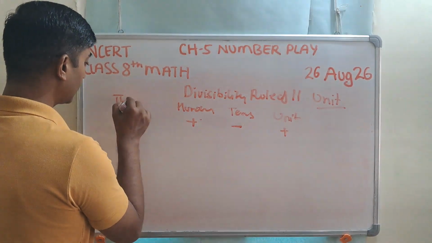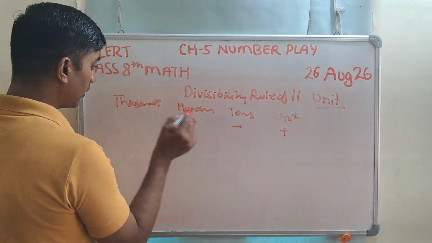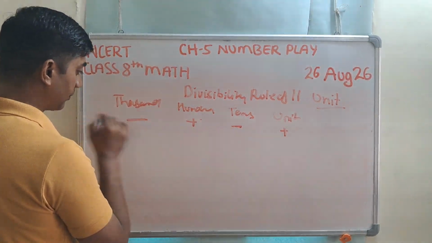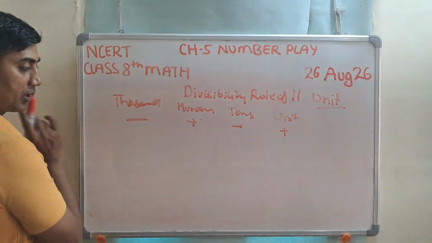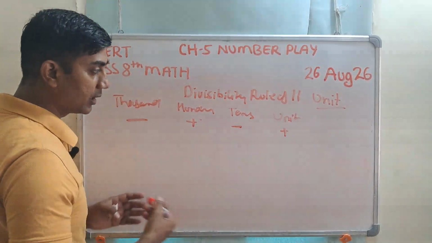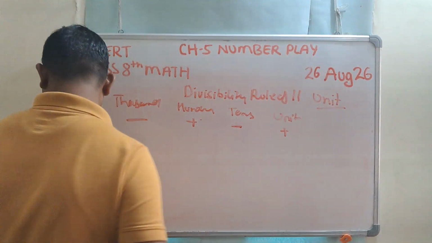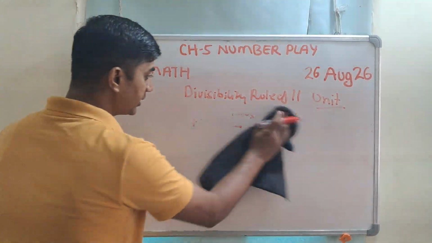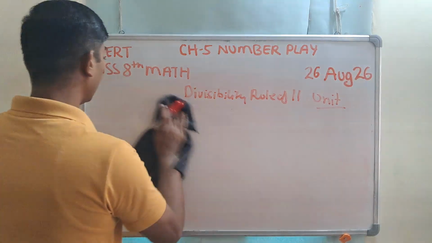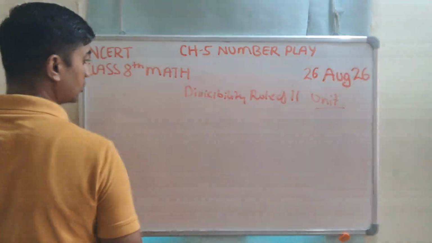At the thousands place we again have to subtract that number, and at ten thousands we have to add. Then again, whatever digit comes, we have to check alternately and add and subtract. Understood? And why we are doing this, we have already discussed. Now we will see a number.